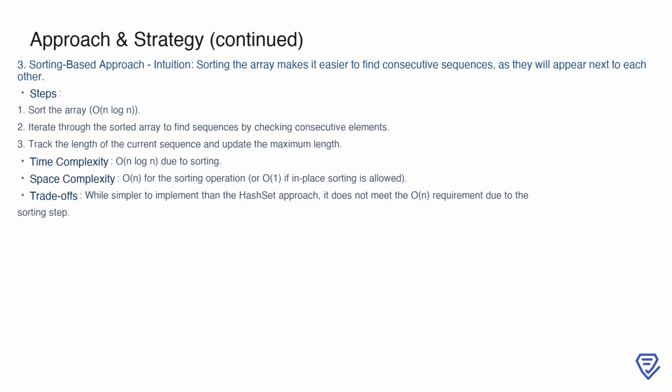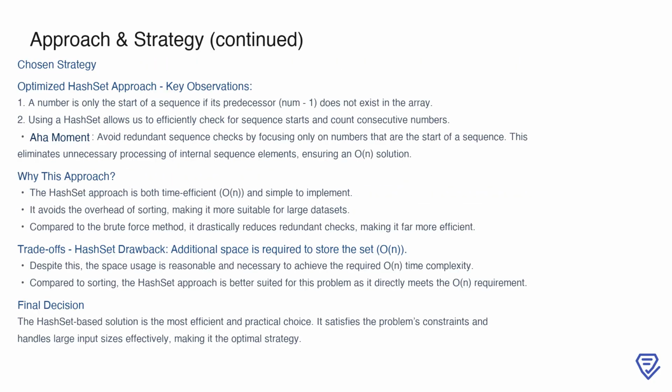While this approach is conceptually simpler than the hash set method, it does not meet the O(n) requirement due to the sorting step. The space complexity is O(n) if sorting requires additional space, or O(1) if sorting is done in place. Although effective for some scenarios, this method falls short in terms of efficiency when compared to the optimized hash set solution. The most efficient and practical strategy for this problem is the optimized hash set approach.